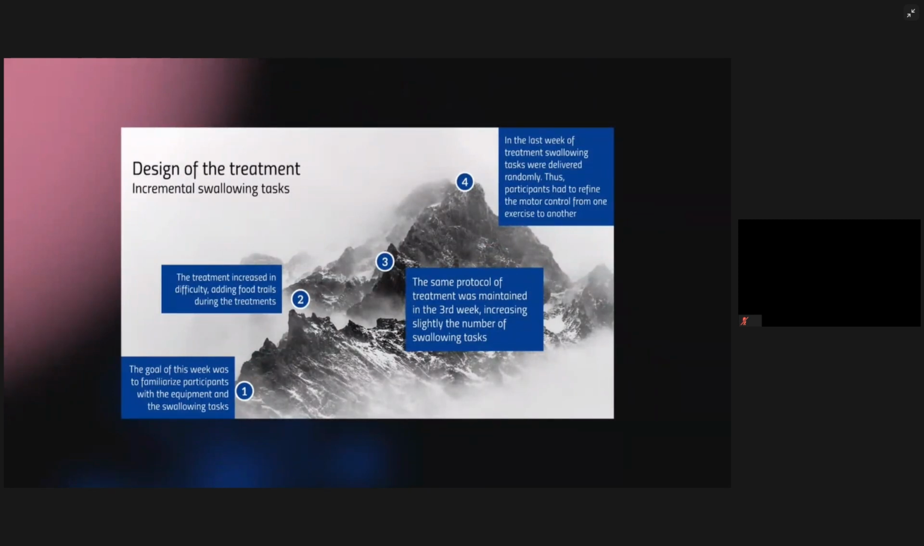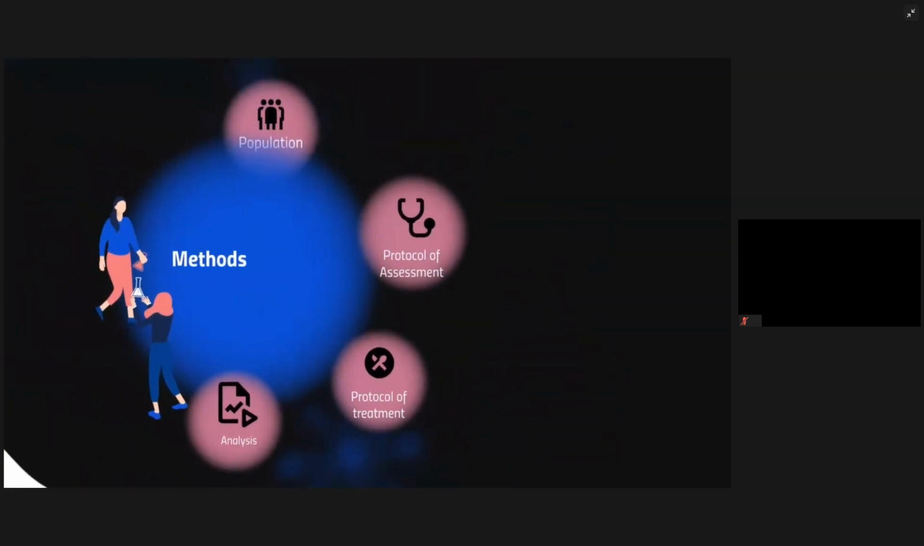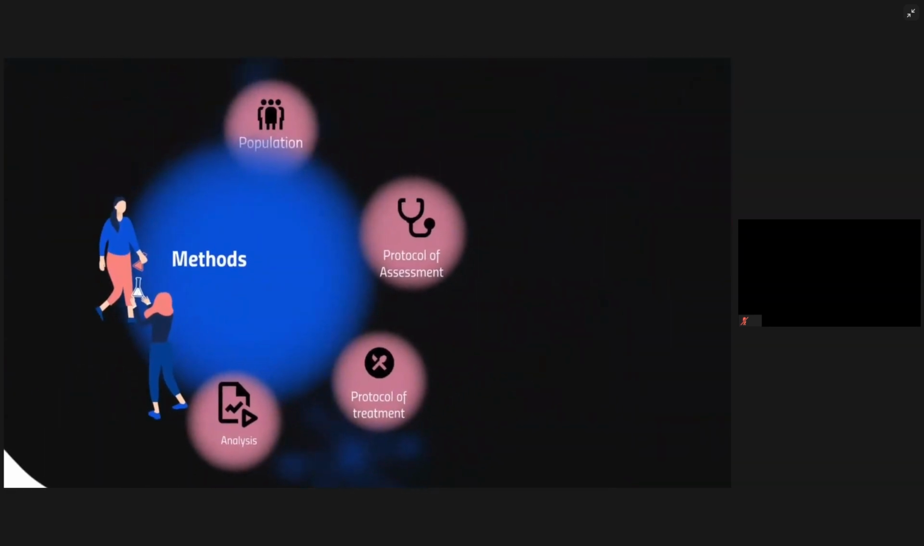was based on incremental swallowing tasks. In the first week, we proposed only dry swallowing. The second week, we add food. The third one, we increase the number of swallowing tasks. In the fourth one, all these exercises were presented randomly. And we carry out statistical and qualitative analysis.